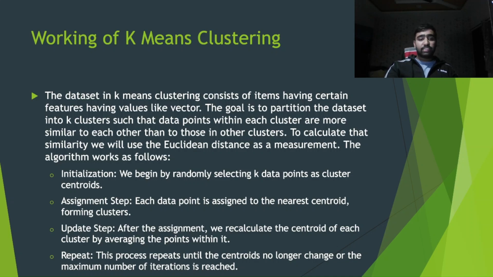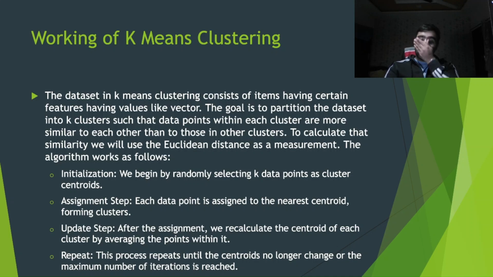Initialization. We begin with the first step: we begin by randomly selecting k data points as cluster centroids. So this is the most important step in k-means clustering. We will further discuss its importance in later slides. In this step, we randomly select k data points and assign those data points as centroids for the k clusters. So if we have decided there will be three clusters for my data, then I'll select three random data points and those three data points would be my three centroids for three clusters.